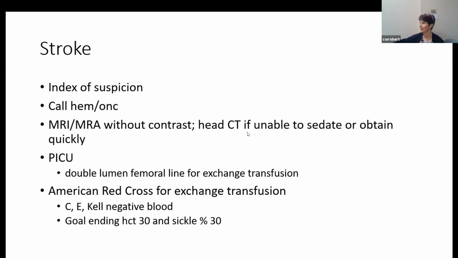So our goal is about a 1.5 times blood volume exchange to get that sickle percent from, we assume, about 100 down to about 30. And for the blood, you order antigen matched blood for people with sickle cell. That can take several hours to days to find antigen matched blood. So for the exchanges, you don't have that time. So they get big C, big E, and Kel negative.